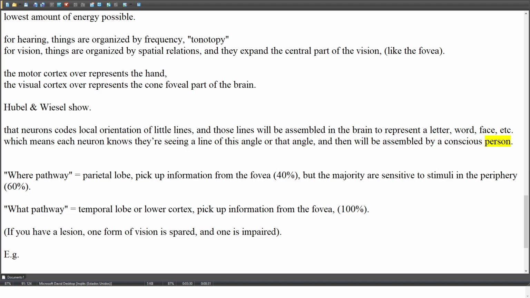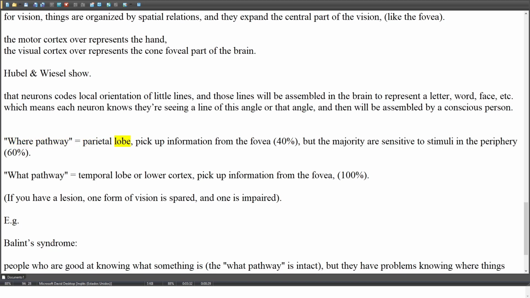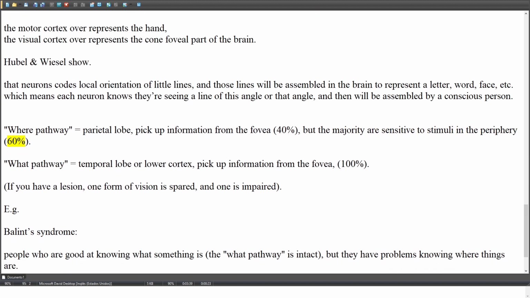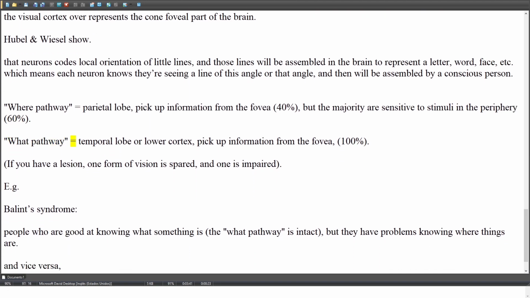by a conscious person. Where pathway equals parietal lobe: picks up information from the fovea, 40%, but the majority are sensitive to stimuli in the periphery, 60%. What pathway equals temporal lobe or lower cortex: picks up information from the fovea, 100%.